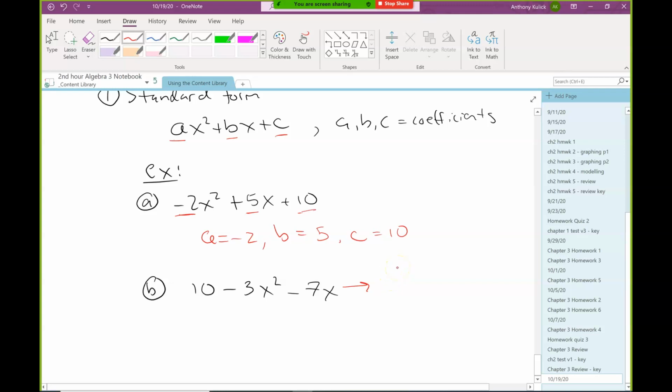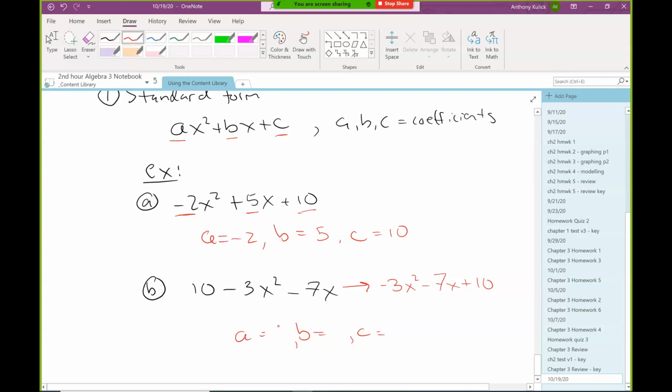Okay. So what would the values for A, B, and C be? What's A? Just -3. Remember, the A, B, and C are coefficients, not the whole term. So they're just the number part in the front. The value for B is -7, and the value for C is 10.